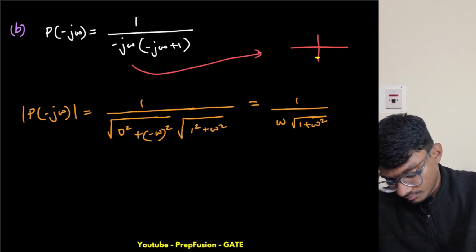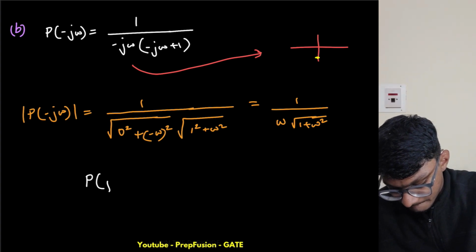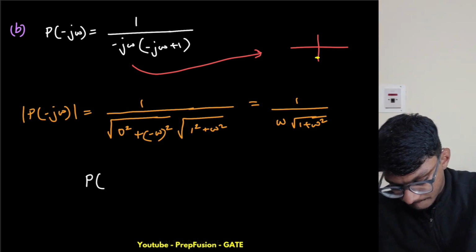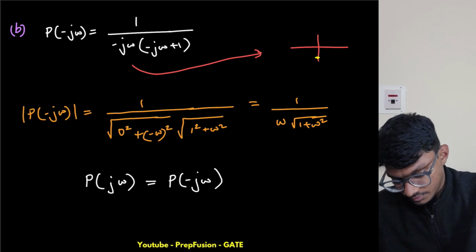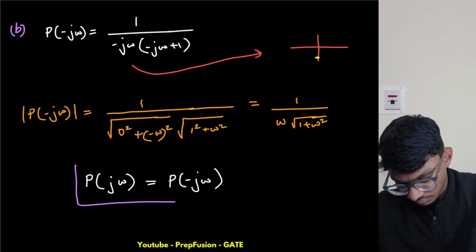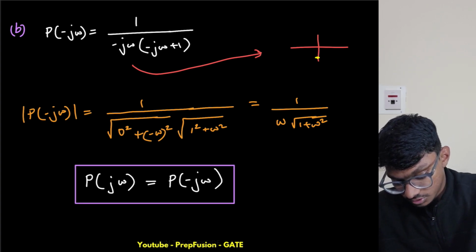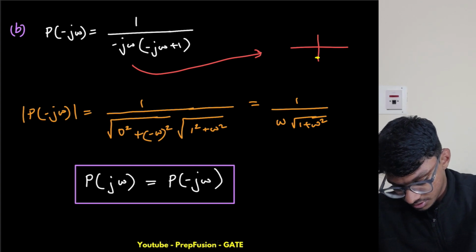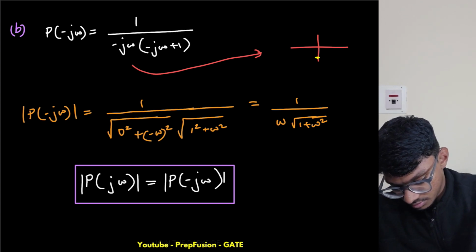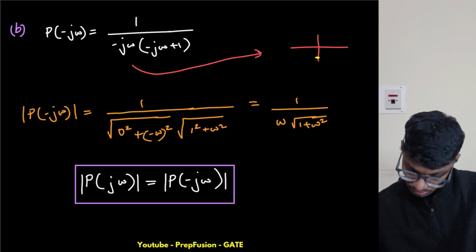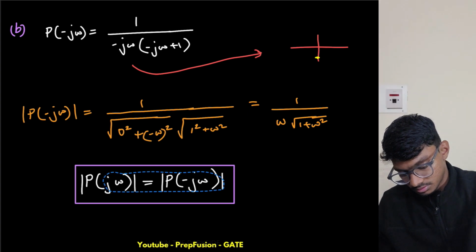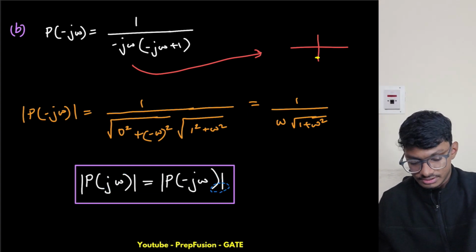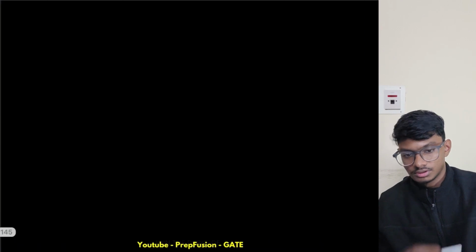So the magnitude of P of minus j omega is equal to the magnitude of P of j omega. Magnitude is equal. So these are equal basically. But what about the phase angle this time? What is happening to the phase angle?